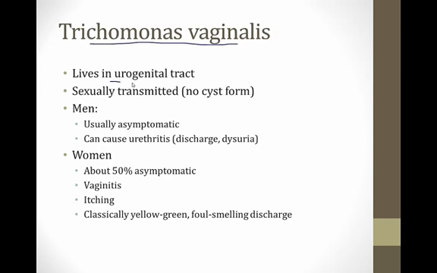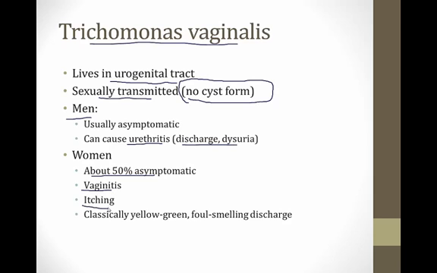Trichomonas lives in the urogenital tract, and it is sexually transmitted. There's no cyst form that you can be exposed to in nature to get an infection with Trichomonas. In men, an infection is usually asymptomatic, although it can cause urethritis with symptoms like discharge and dysuria. About half of women are asymptomatic, but the other half have symptoms of vaginitis, so they will have itching, and they classically have a yellow-green, foul-smelling discharge. And I'm circling the word foul-smelling because that is a buzzword for trichomonas infection in board question stems.